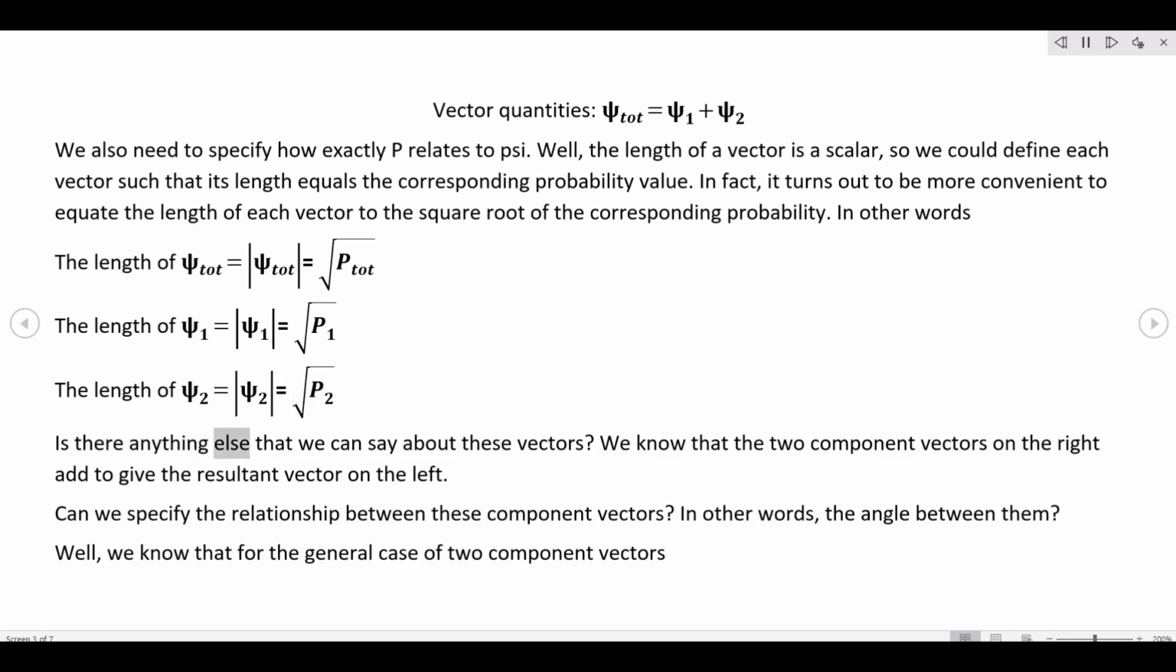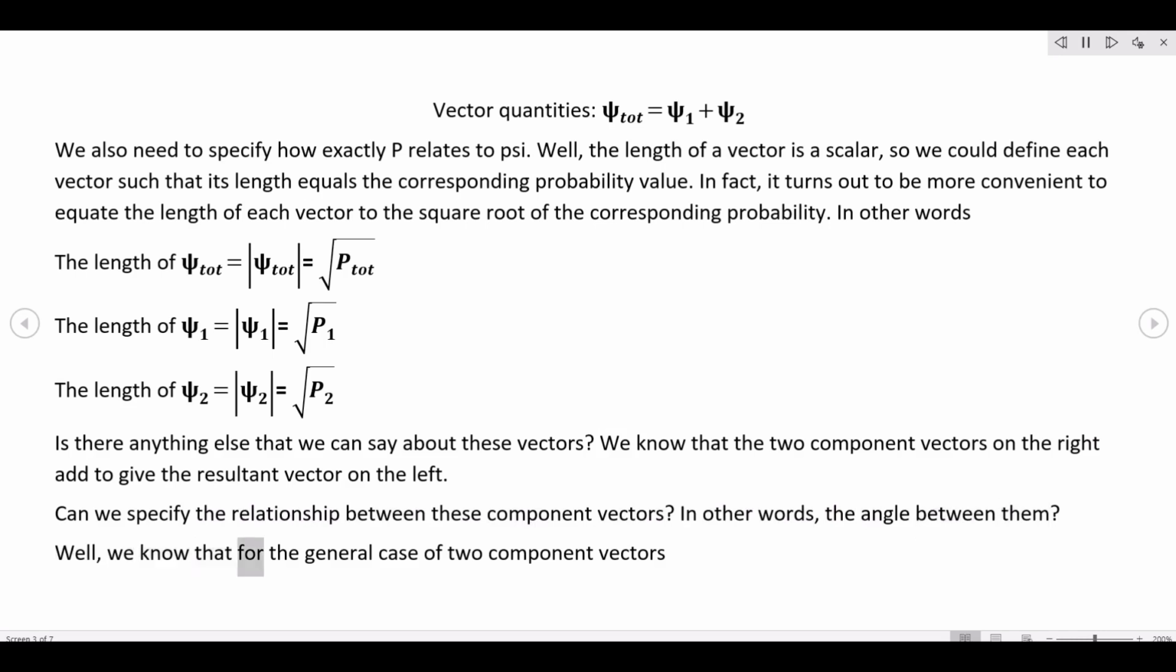Is there anything else that we can say about these vectors? We know that the two component vectors on the right add to give the resultant vector on the left. Can we specify the relationship between these component vectors? In other words, the angle between them.